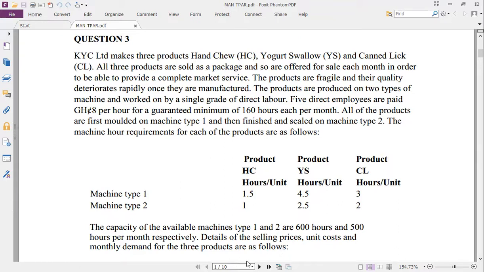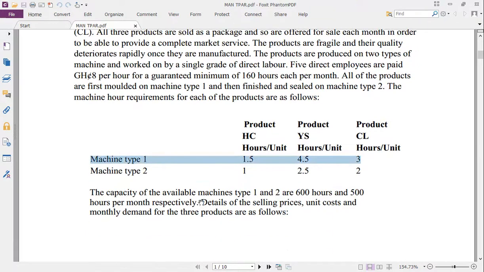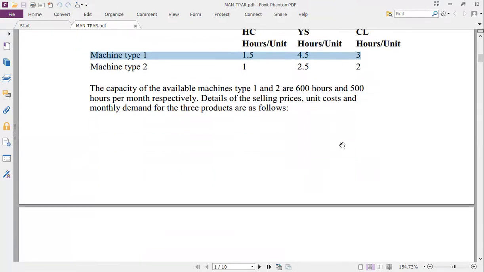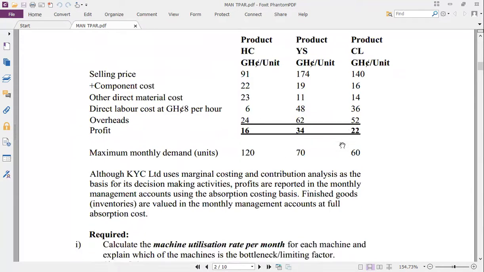So this is the limiting factor per unit. These are the ones given to us. The capacity of the available machines type 1 and 2 are 600 hours and 500 hours per month respectively. So that means machine type 1 is limited to 600, type 2 is limited to 500. That is all. Let's go to the information here.